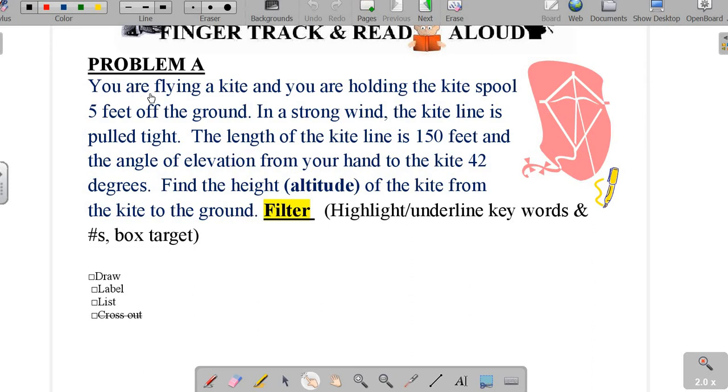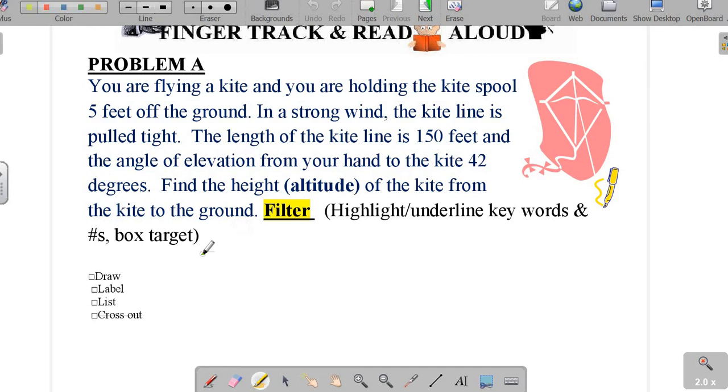Read. You are flying a kite, and you are holding the kite spool 5 feet off the ground. In a strong wind, the kite line is pulled tight. The length of the kite line is 150 feet, and the angle of elevation from your hand to the kite is 42 degrees. Find the height, altitude, of the kite from the kite to the ground.